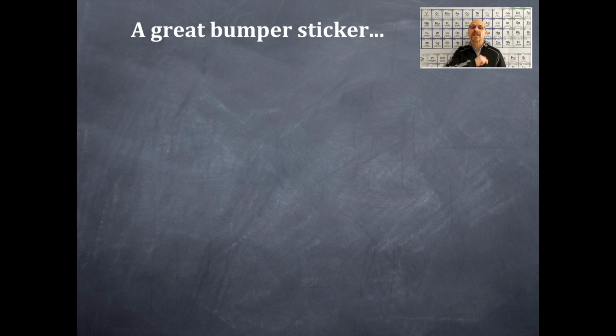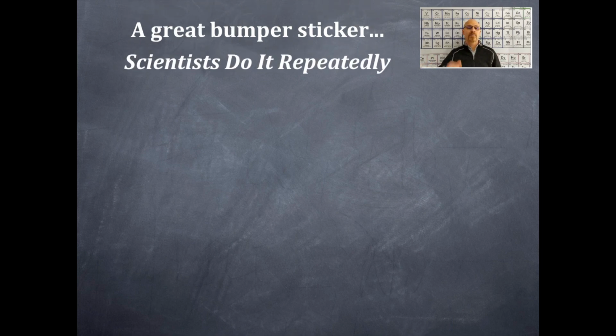Here is a great bumper sticker, especially for scientists: scientists do it repeatedly. You know that scientists have to repeat experiments over and over and over again, right? Just like any kind of profession, you are always doing the same job multiple times, no matter what it is.